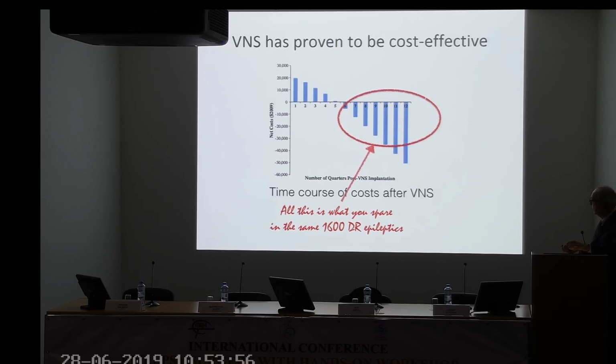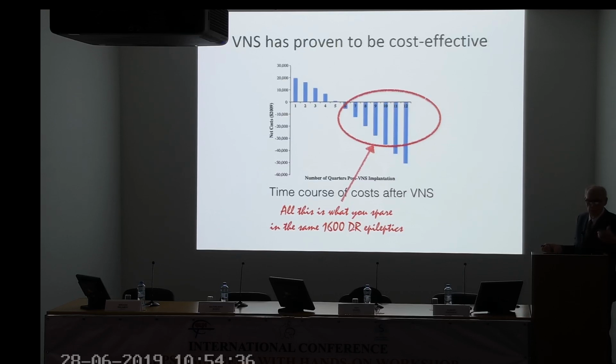This is the work by Helm. You see that the 0 point is the cost of these 16,000 epileptics taken care of by Medicare in the 6 quarters, 1.5 years before the application of VNS. So if you put this at 0, you have that immediately in the first quarter you have an increase of cost because of the cost of the stimulator. That is significant. It is around $20,000 US.